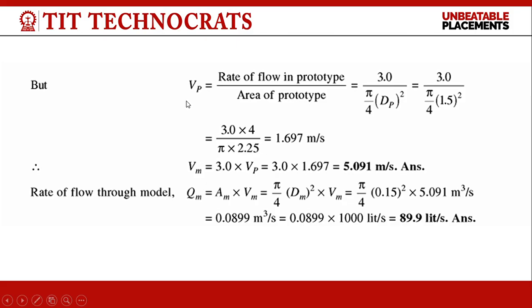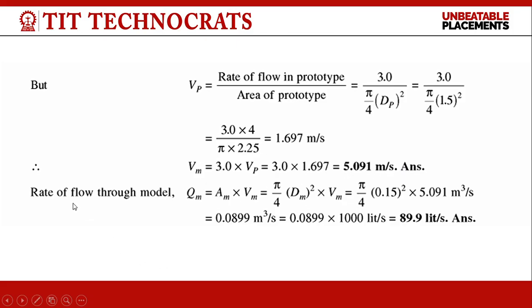Now, we know that velocity is equal to discharge upon area. So discharge is given as 3 and area is pi by 4 dp square. Putting the value of dp as 1.5, we get Vp as 1.697 meter per second. So Vm is equal to 3 multiplied by Vp, so it will be equal to 5.091 meter per second.